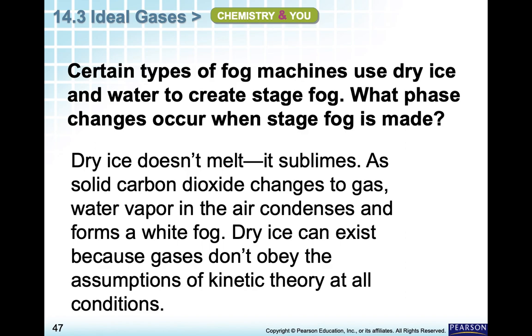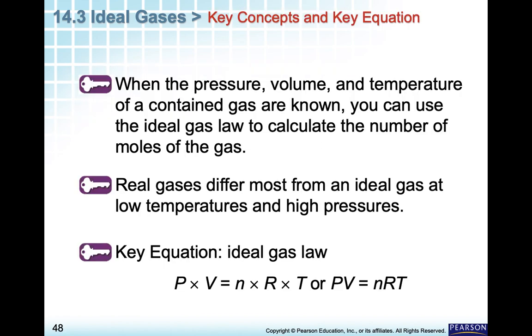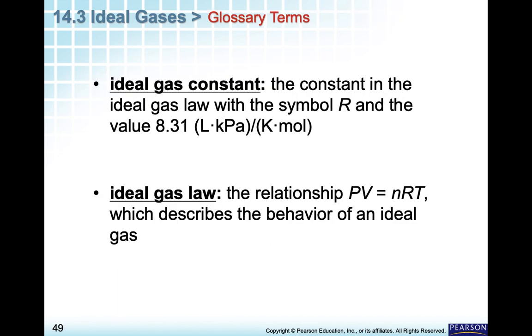So, here we are at the end. When the pressure and volume and temperature of a contained gas are known, you can use the ideal gas law to calculate the number of moles. Real gases differ from ideal gases at low temperature and high pressure, and the ideal gas equation is PV equals nRT. The ideal gas constant is 8.31 liters kilopascals per mole Kelvin.